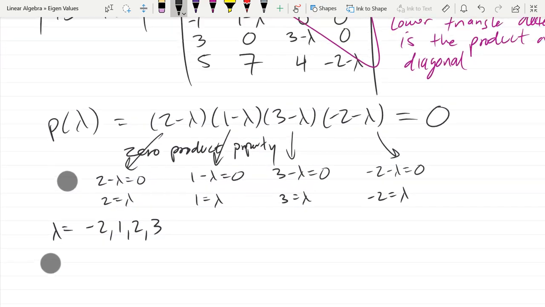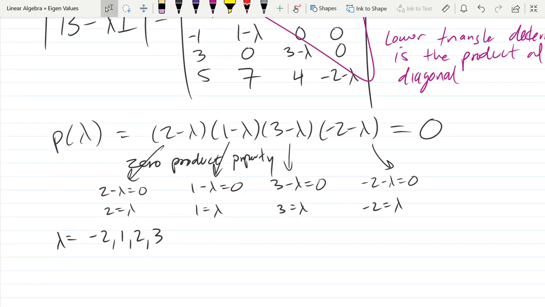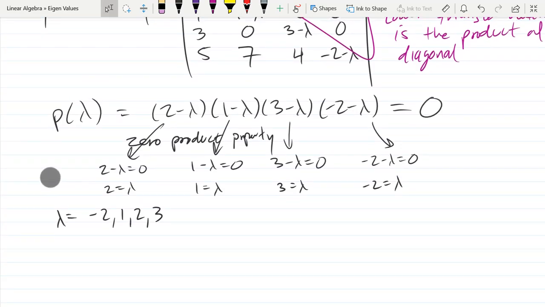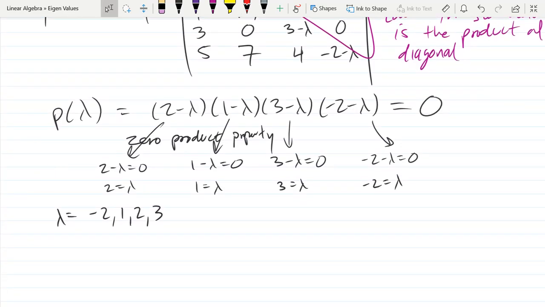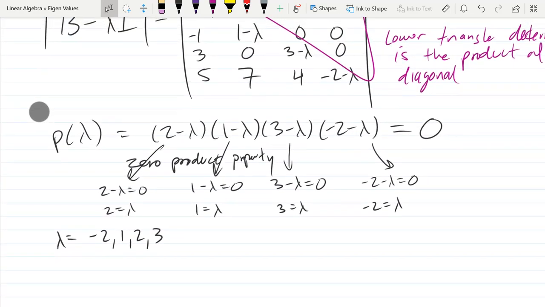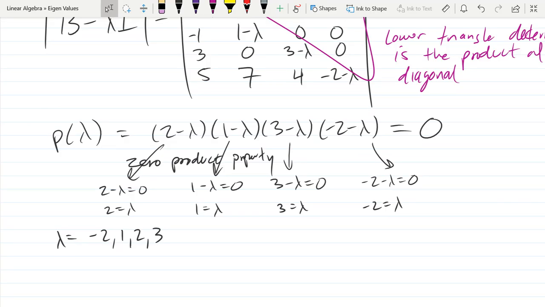Four values, we have 2, 1, 3, negative 2. So if I write them in numerical order, negative 2, 1, 2, 3. So there's our lambda values.